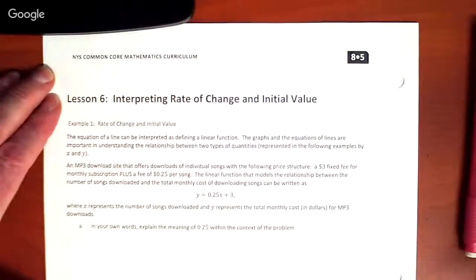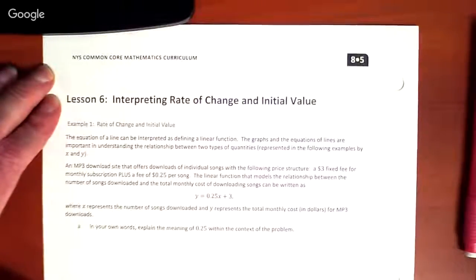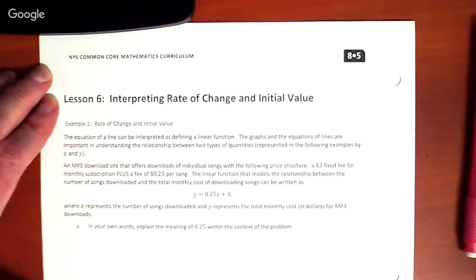This is lesson 6, interpreting rate of change and initial value. The equation of a line can be interpreted as defining a linear function. The graphs and the equations of lines are important in understanding the relationship between two types of quantities represented in the following examples by x and y.